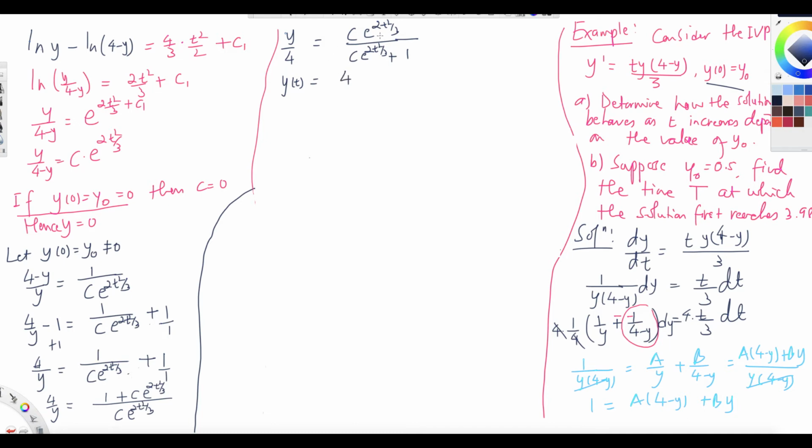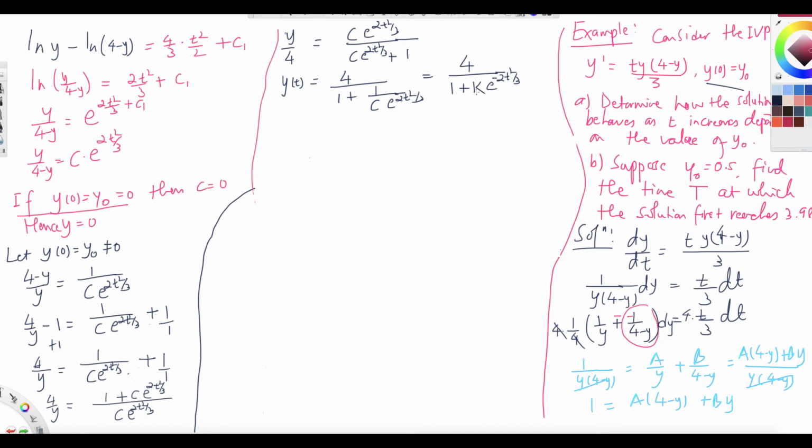oh, by the way, let us divide both numerator and denominator by this quantity. If you divide the numerator by this quantity, you will get 1, but you multiply by 4, so you get 4 divided by, if you divide both of the terms in the denominator by c e to the 2t square over 3, 1 plus 1 over c e to the twice t square over 3. This can be written as 4 over 1 plus k, where k is 1 over c, and then you move that to the top, you get e to the negative twice t square over 3. That is the explicit expression for y of t.